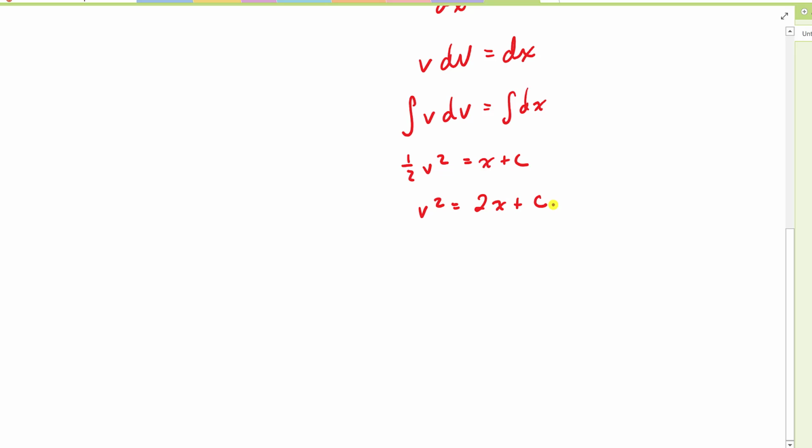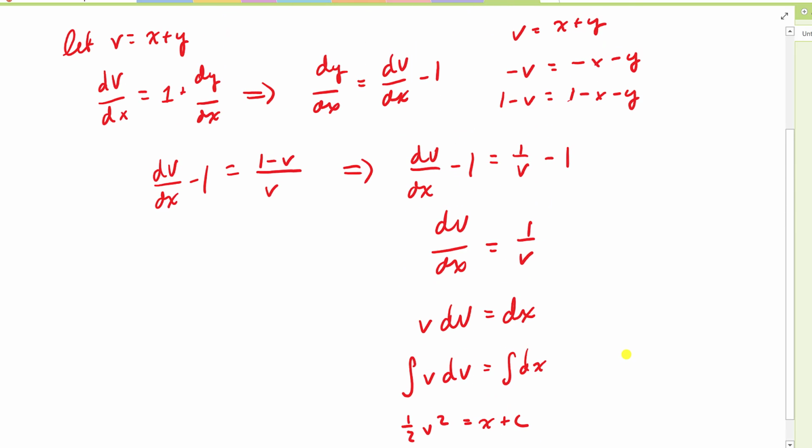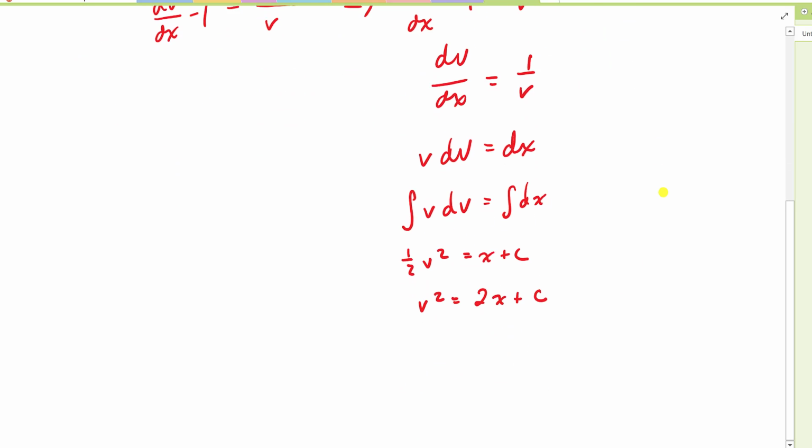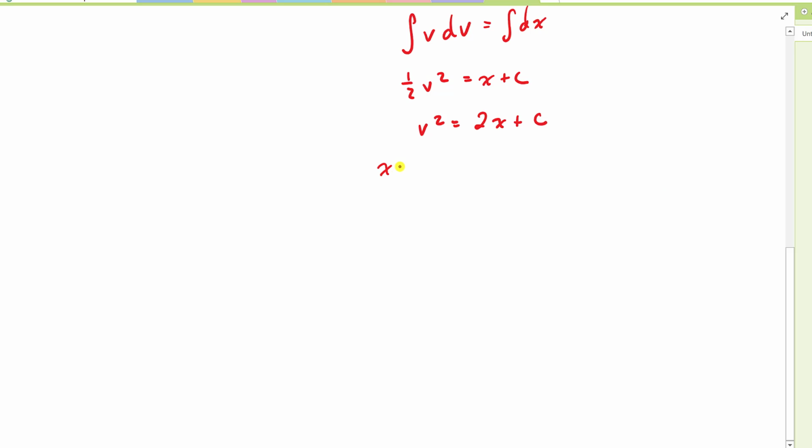But what was v? Well, way back when we did this substitution, we said that v is equal to x plus y. In this case, I don't think it's going to be very helpful to try to give an explicit solution for this, so we might just park our answer here.